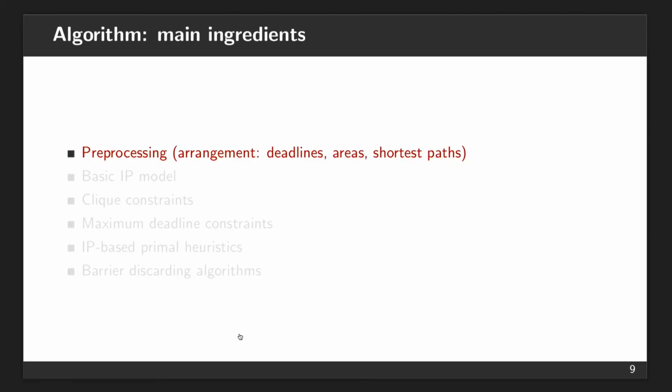So here are the ingredients of our algorithm. We have the pre-processing procedures to construct the arrangement, because we are just given the endpoints of the barriers and the polygons, so we have to construct the arrangement. And once we have done this, we can compute the deadlines and the areas of each of the regions, or the faces, of the arrangement. And then we can compute shortest paths with respect to the time needed to construct each of the barriers and the time that you need to get there from the boundary.